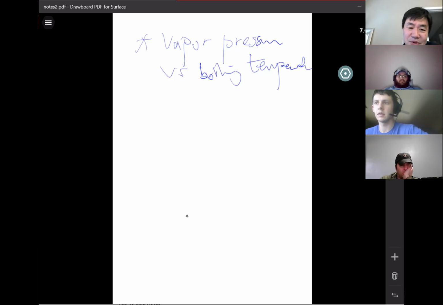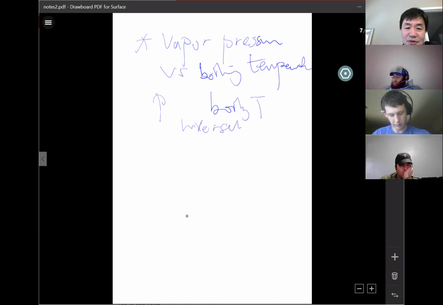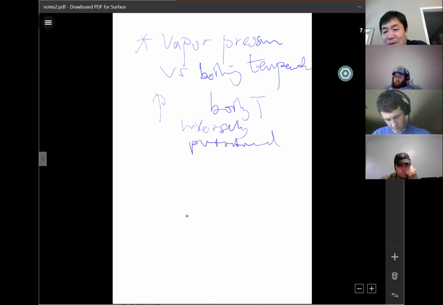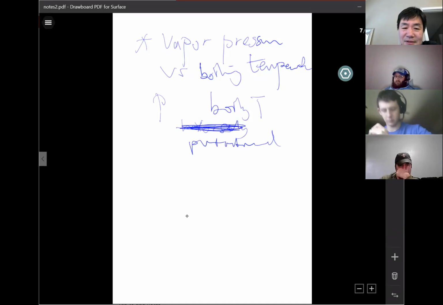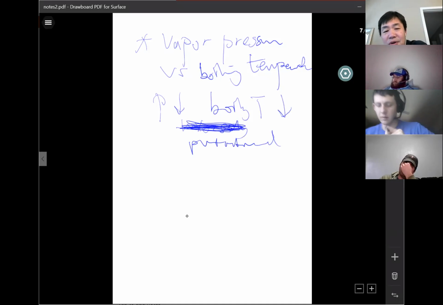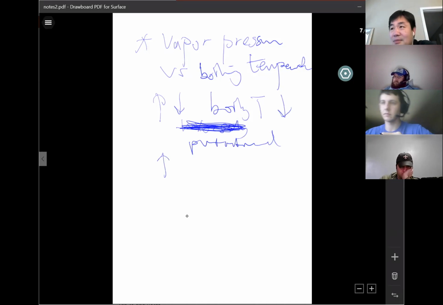So basically the pressure and the boiling temperature are inversely proportional. Okay, your environmental pressure, I'm sorry, they're proportional. It's not inversely proportional. What the heck am I writing? They're proportional. So if your environmental pressure is low, your boiling temperature is also low. If the pressure is higher like Earth, you need more temperature for the same liquid to boil. Okay, they are proportional.